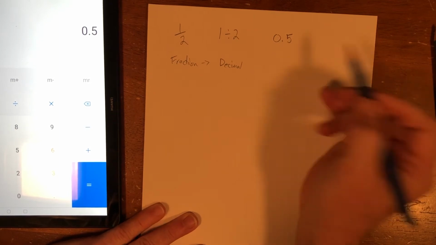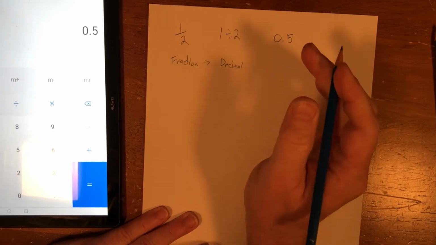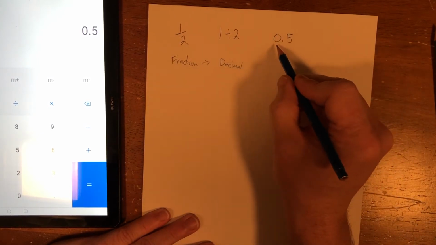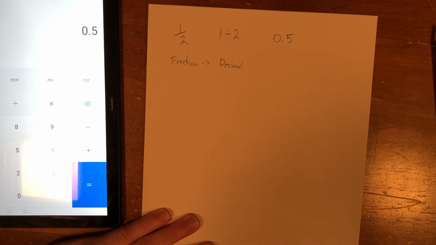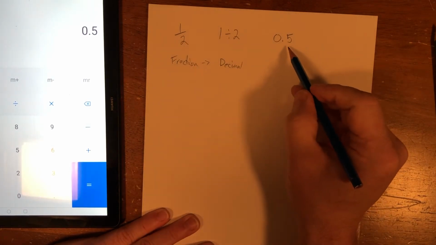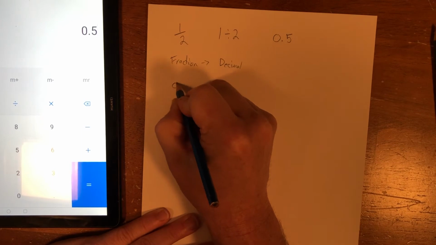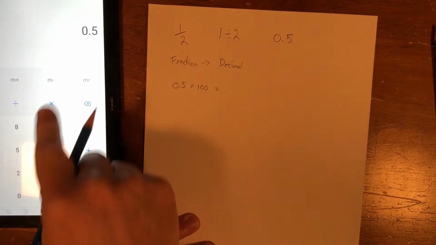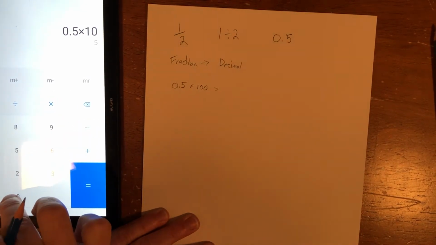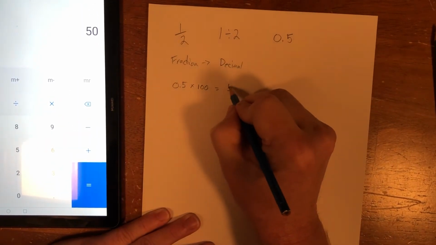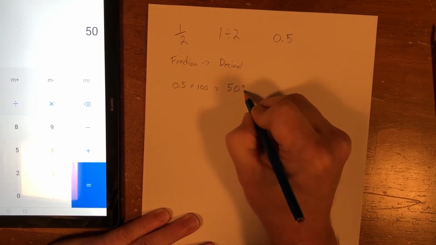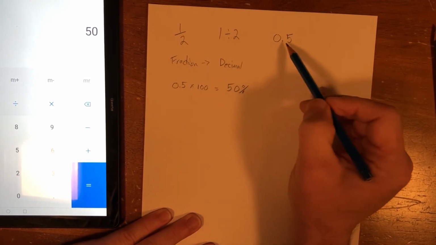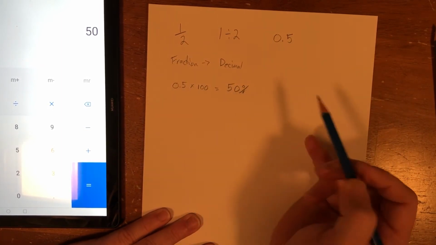Now to change this decimal to a percent, the word percent means per 100. So to go from a decimal to a percentage, all that we do is we take the decimal and we multiply it by 100. So if I multiply that by 100, we end up getting 50, and then we just put a little percent symbol. So now we've gone from a fraction to a decimal, and from a decimal to a percentage.